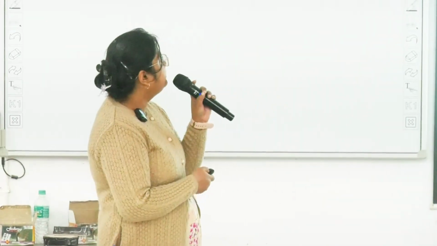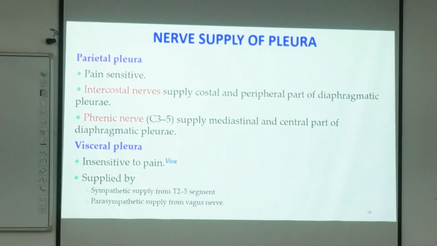And nerve supply of pleura is important. Why is there pain in injury of the parietal pleura? Because it is supplied by somatic nerves, the intercostal nerves and phrenic nerve, and visceral pleura is supplied by the autonomic nerve. So in case of injury of visceral pleura, there will be no pain because it is insensitive to pain. But in case of injury of parietal pleura, there will be pain, and pain is referred along the distribution of the phrenic nerve into the shoulder and the lower part of the neck. Referred pain of the parietal pleura.